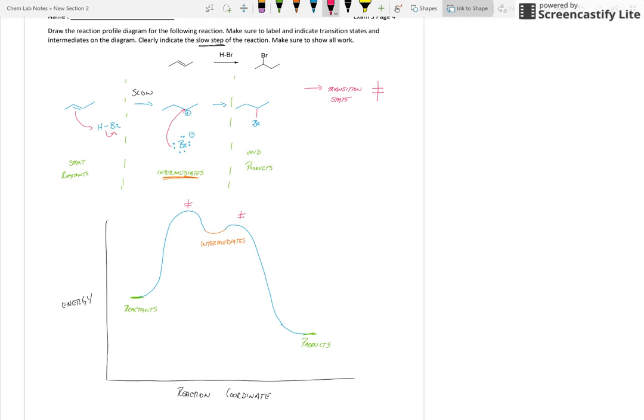As you have more complex reaction mechanisms, you're going to have more intermediates, and that means you're going to have more hills to climb along the way. Okay, but this is pretty simple, pretty straightforward, and this is going to be extremely important when we start to talk about Chapter 9, where we deal with elimination and substitution reactions.